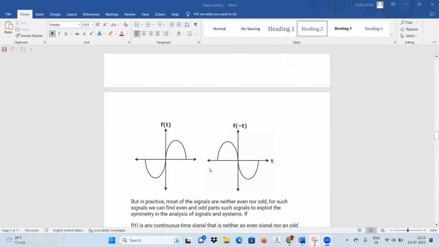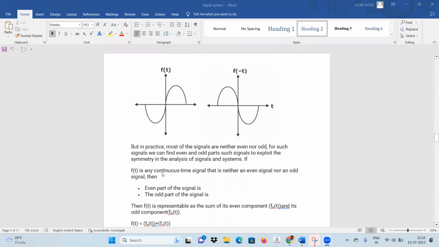Consider this signal. This is a sine wave, and if you replace t with minus t, then the graph will be something like this. This f(-t) and f(t) are not the same. That's why sine is an odd function. It's not an even function.